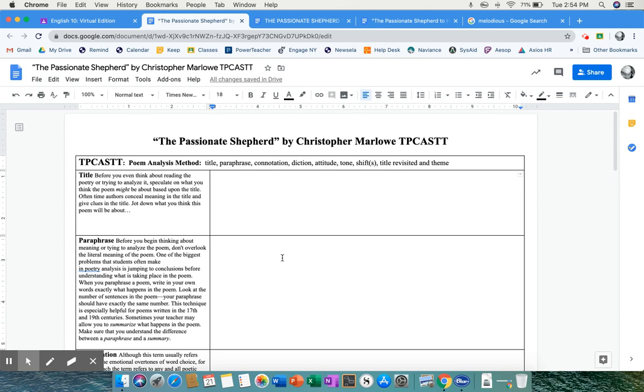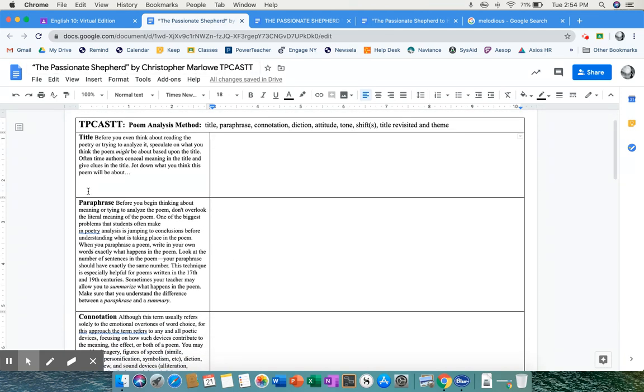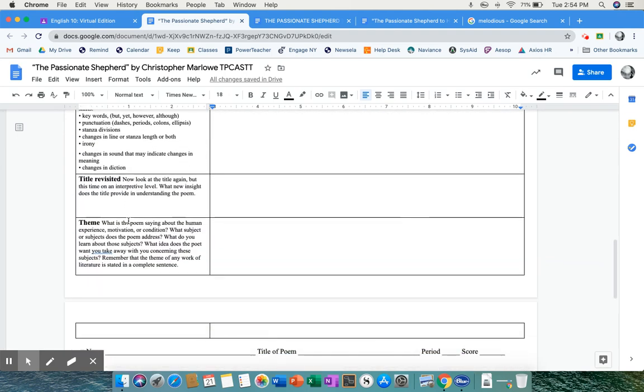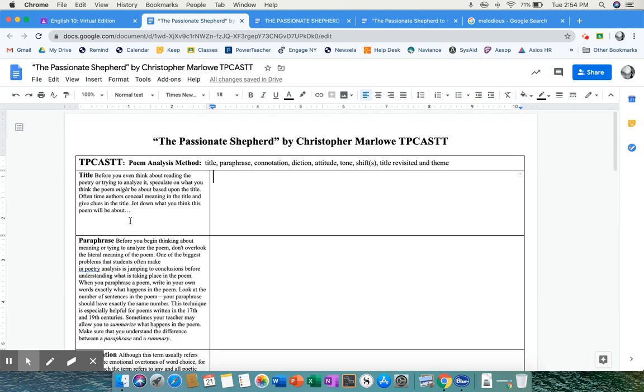I recognize that this is something, while we've done this a couple times, I recognize that with a new poem, and in our current circumstance of our distance from each other, it kind of makes it difficult sometimes. So over here on the left, you have all the things that you need to look at: title, paraphrase, connotation, attitude, shift, title revisited, and theme. And next to each one of these is a description of what it's looking for.